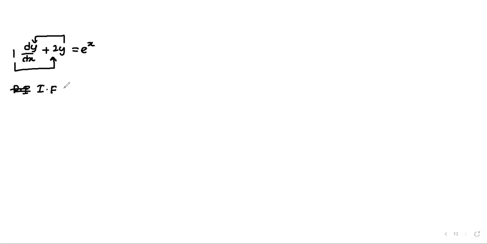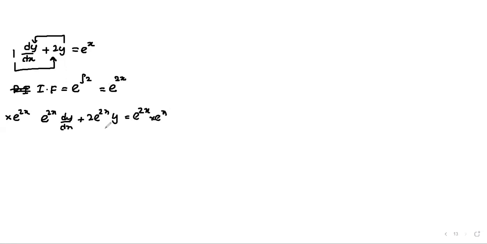Integrating factor is e to the power integration of, if you isolate y from here, the remaining term is 2. It turns up to e to the power 2x. Right, then multiply the entire expression with e to the power 2x. Now let's see, e to the power 2x dy by dx plus 2 e to the power 2x y equals e to the power 2x into e to the power x.